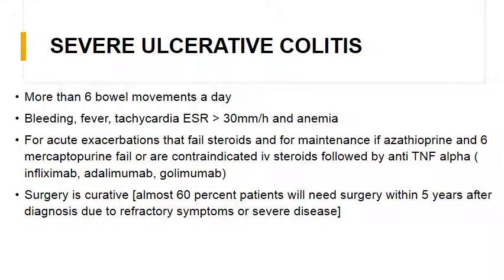Now, severe ulcerative colitis: more than 6 bowel movements a day, bleeding, fever, tachycardia, and ESR is raised. That means inflammation is there, anemia. So for acute exacerbations that fail steroids, and for maintenance, if even azathioprine and 6-mercaptopurine fail or are contraindicated, give IV steroids followed by anti-TNF alpha: infliximab, adalimumab, and golimumab. However, surgery is curative in most cases of ulcerative colitis. In 60% of cases, patients need surgery after 5 years of UC due to refractory symptoms of severe disease.